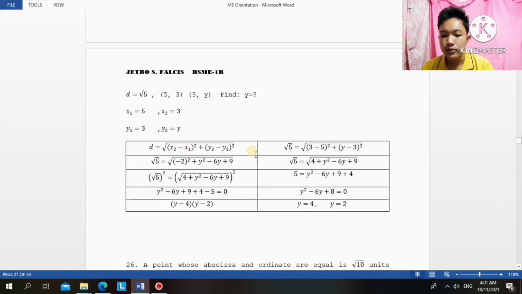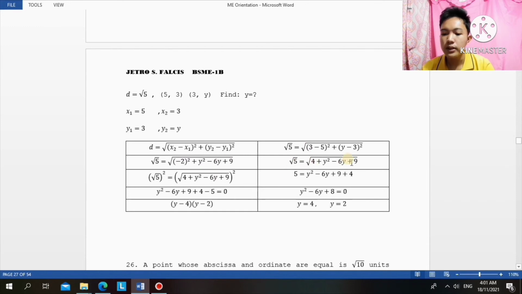Our equation will be d is equal to the square root of (x sub 2 minus x sub 1) raised to 2 plus (y sub 2 minus y sub 1) raised to 2. After substituting, our equation is the square root of 5 is equal to the square root of (3 minus 5) raised to 2 plus (y minus 3) raised to 2. So 3 minus 5 will become negative 2. Then expand (y minus 3) raised to 2, it will become y squared minus 6y plus 9. So negative 2 raised to 2 will become 4.